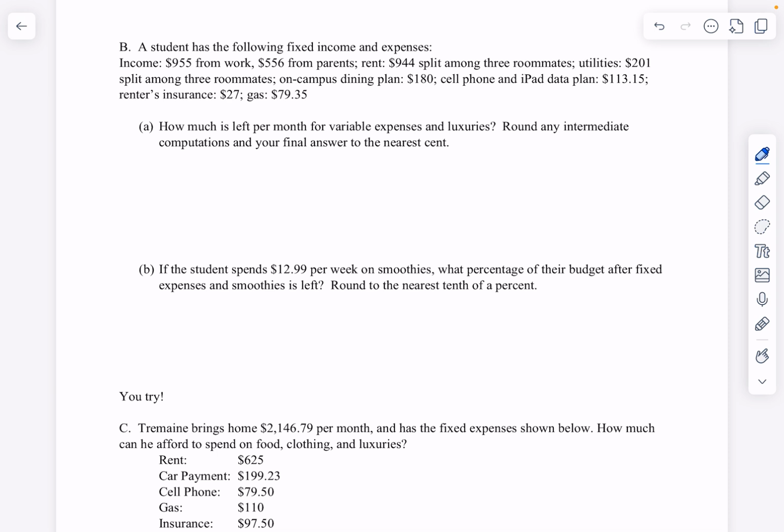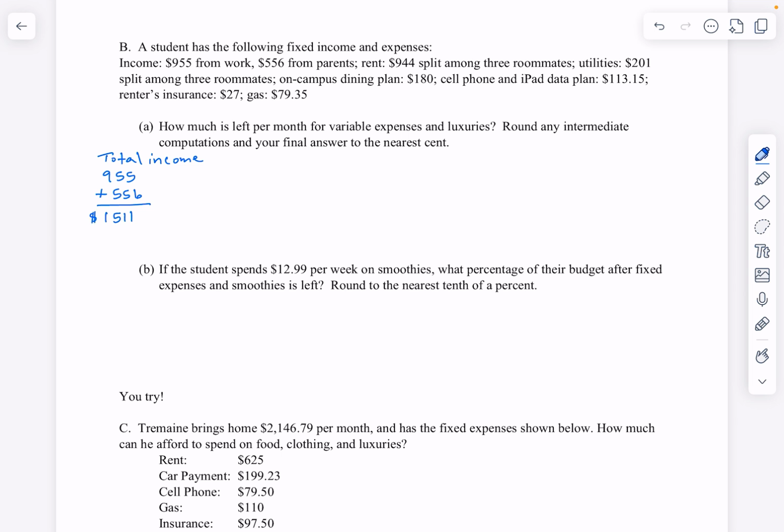So the first thing that you want to do is get the total income, because the student is getting money from his or her job and from parents. So you want to take the $955 and add the $556, and you're going to get a total of $1,511.